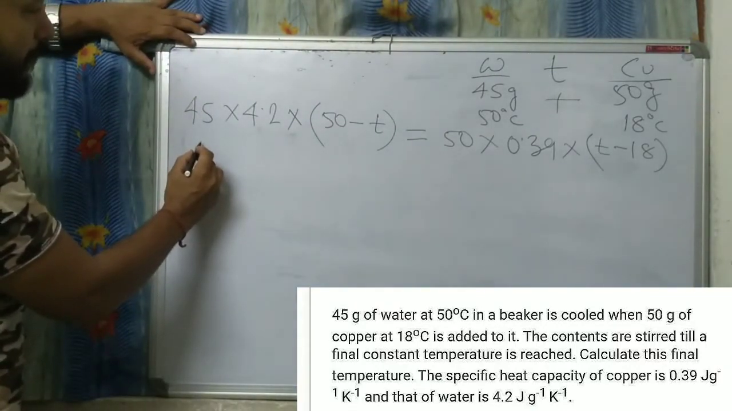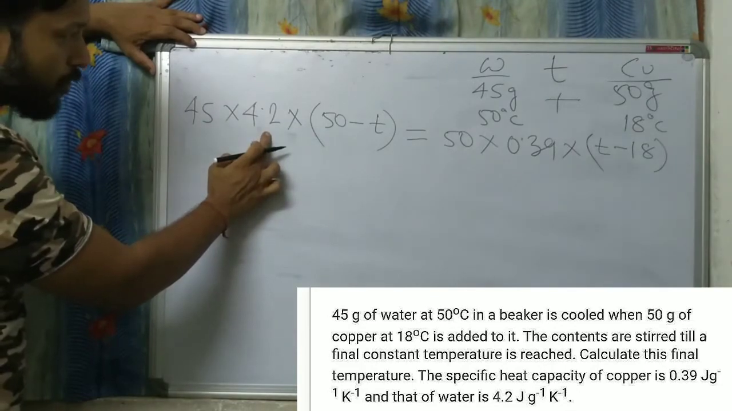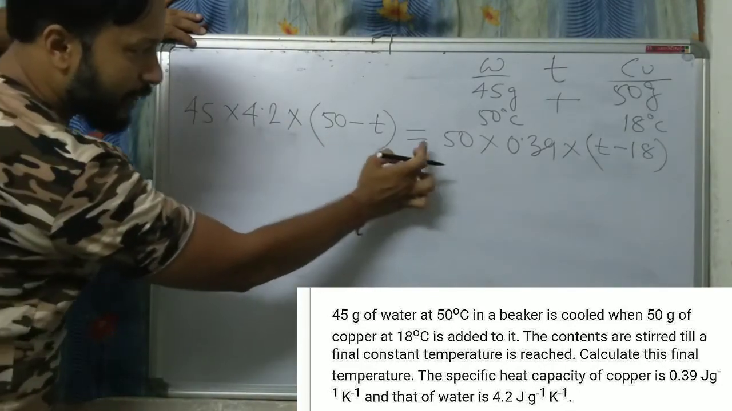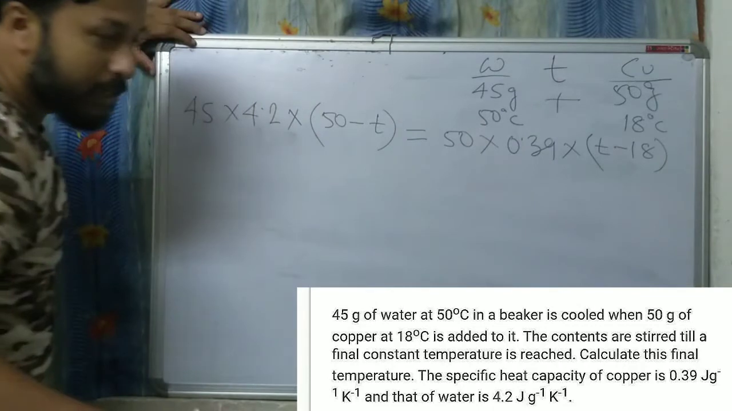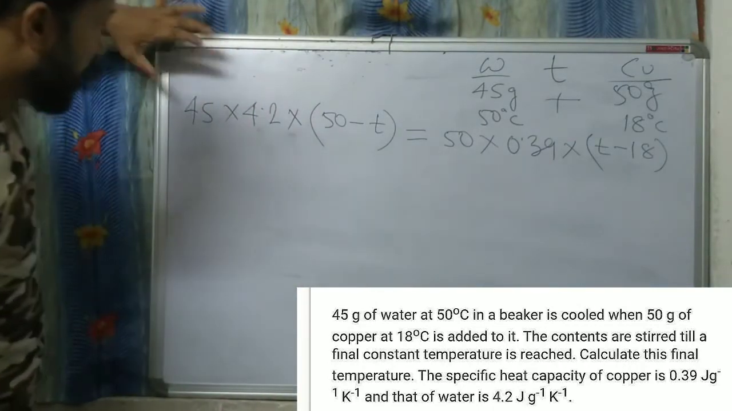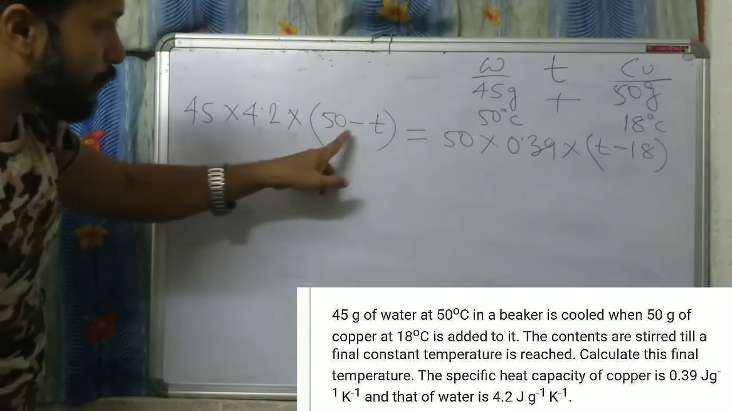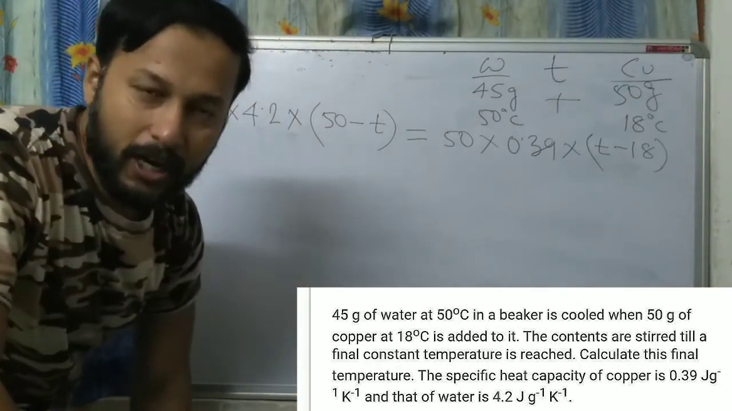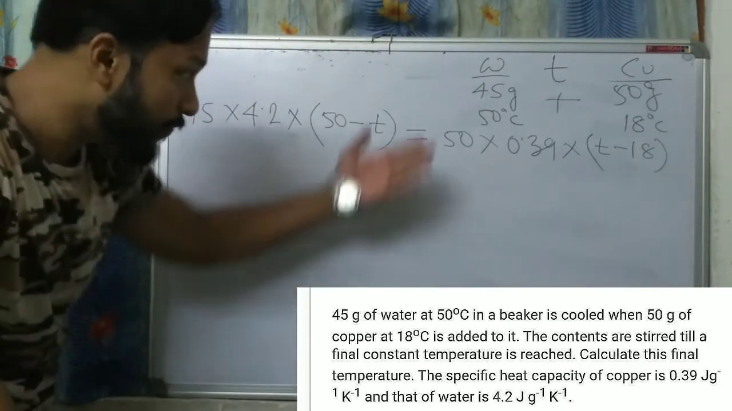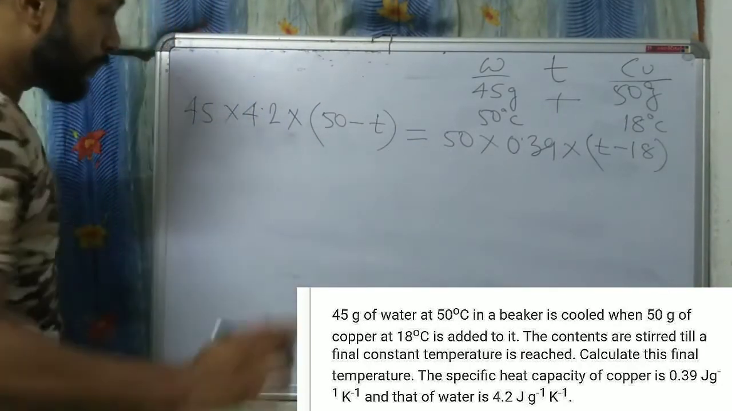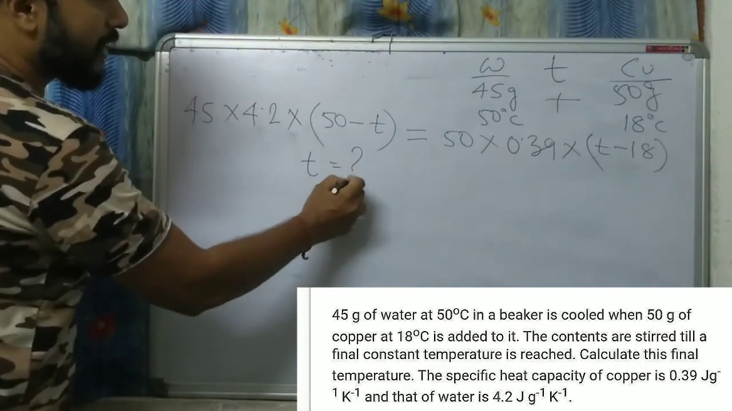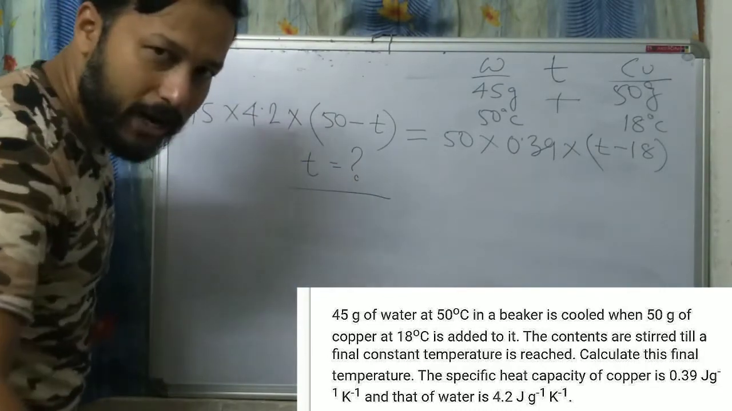So 45 into 4.2 into 50 minus T equal to 50 into this. Now you know the calculation. First we have to multiply these two, then we have to remove the bracket. After removing the bracket, if you continue this calculation, we will get the final temperature.